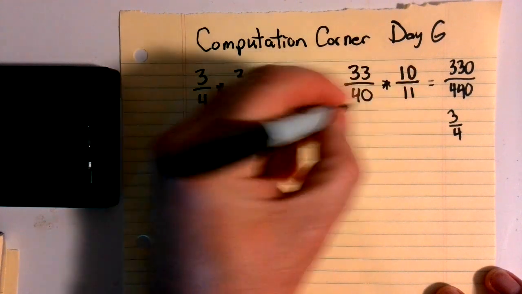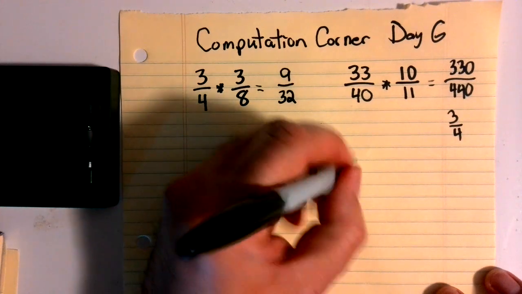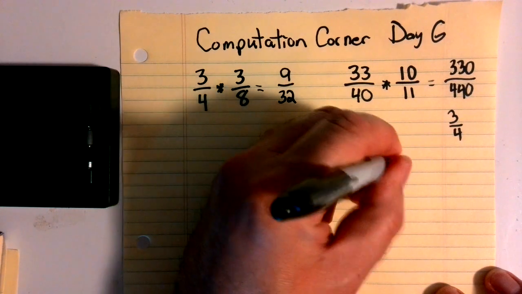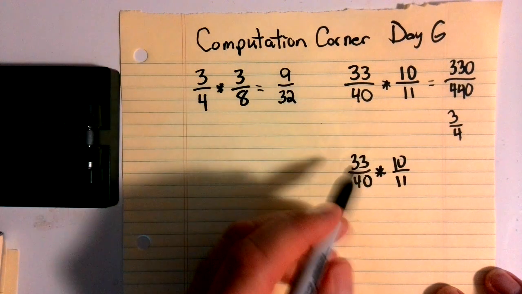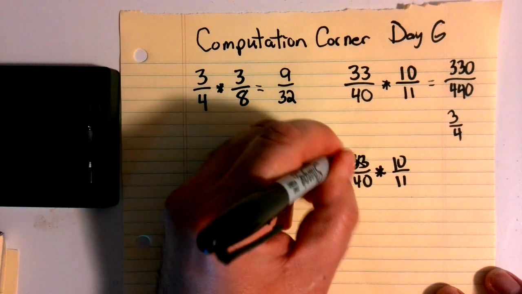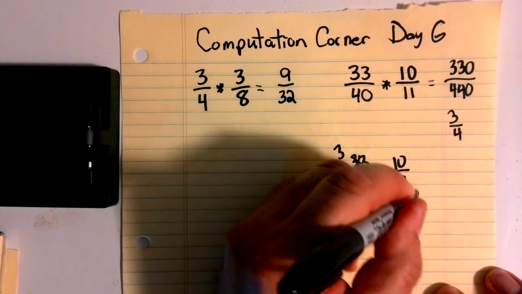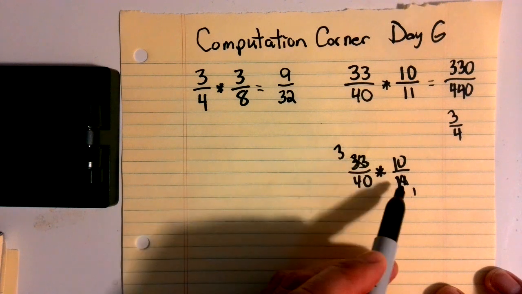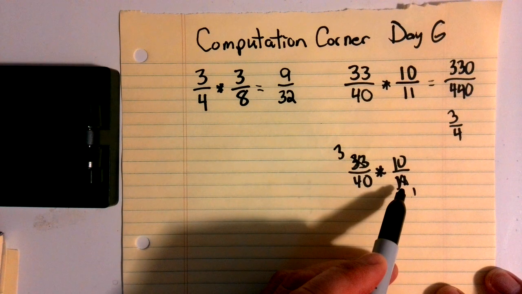We can reduce across. So if I have 33/40 and I'm going to multiply that by 10/11, well, I notice right away I can pull an 11 out of 33, and that'll leave me 3. And if I pull 11 out of 11, I have 1. So I pulled 11 out of both of these numbers. It doesn't impact my product.